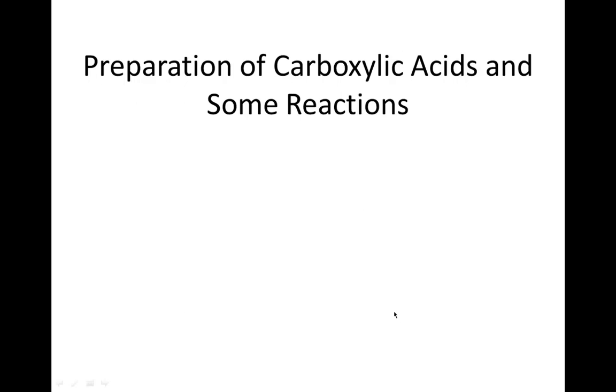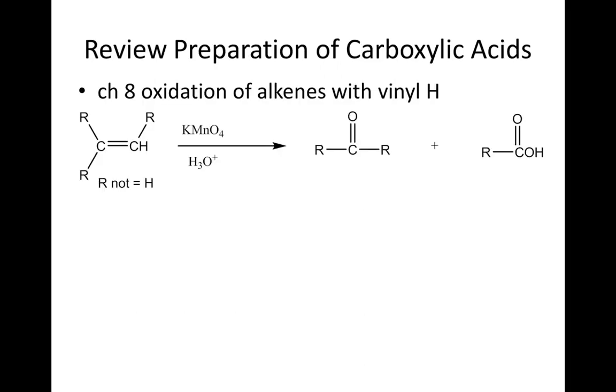This portion of the lecture will be over the preparation of carboxylic acids and some of their reactions. And we already know a few things about carboxylic acids. We started talking about acids as products of the oxidation of alkenes back in chapter 8, and that occurs whenever you have at least one vinyl hydrogen. Remember, the vinyl hydrogens are the ones that are directly attached to the carbon of the double bonds.